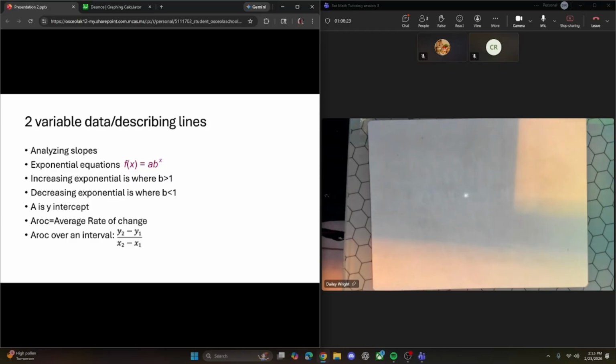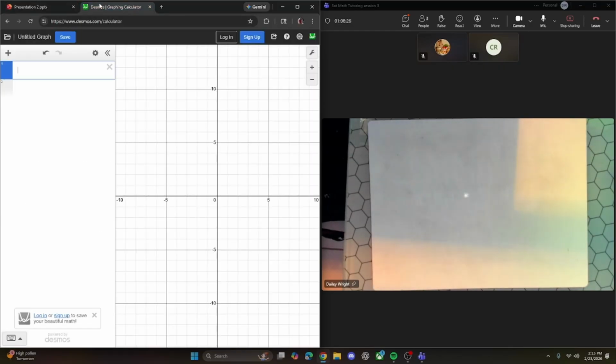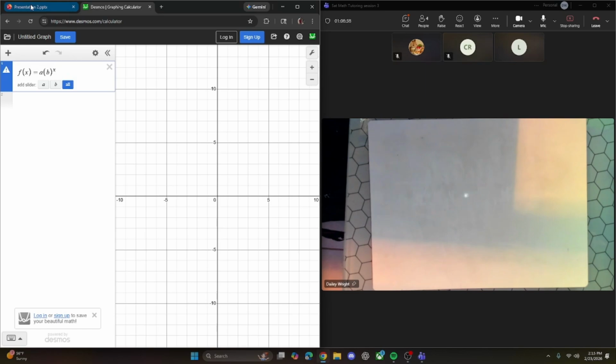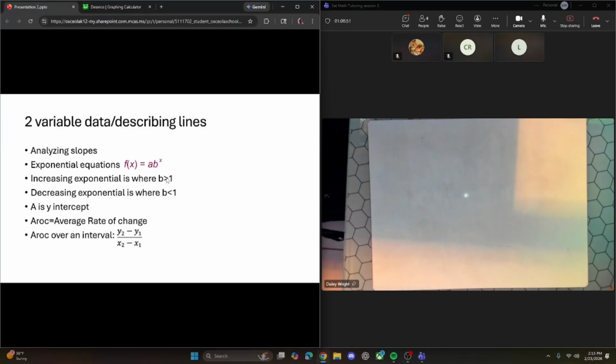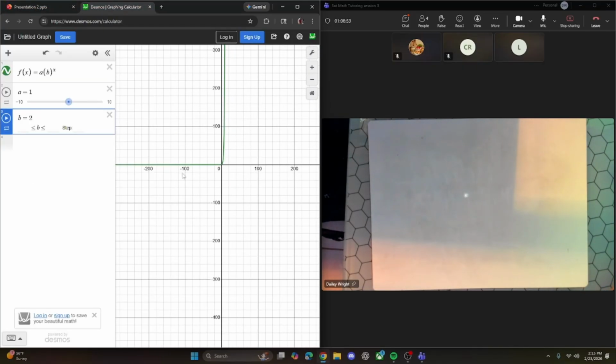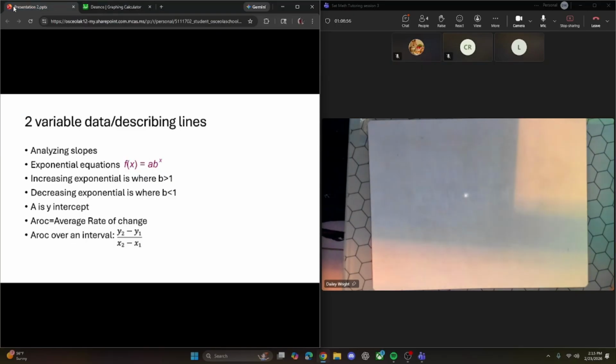And to give you a visual, let's say we have f of x, which is the exponential equation, equals a times b to the x. Let's just set a equal to 1 for now. And then we'll set b equal to 2. When b is greater than 1, as we can see here, it is an exponential growth. So it is an increasing.